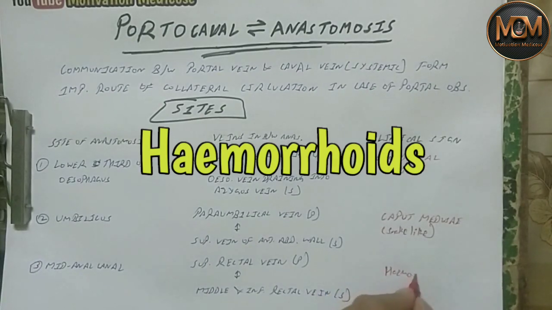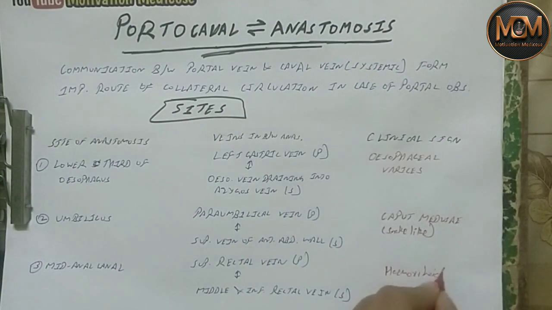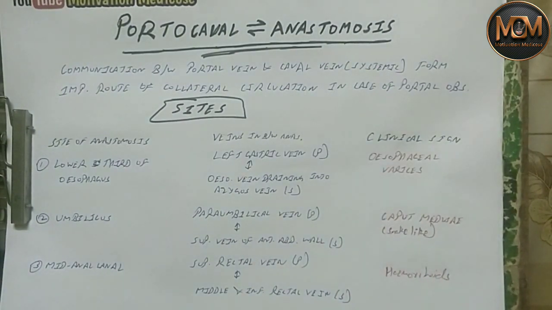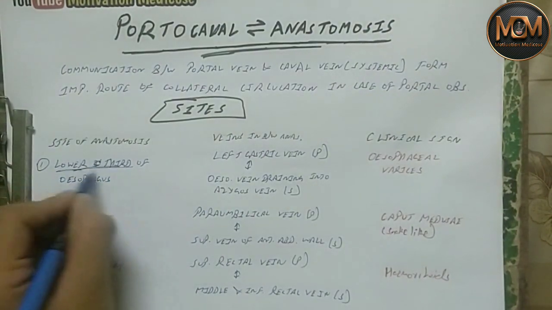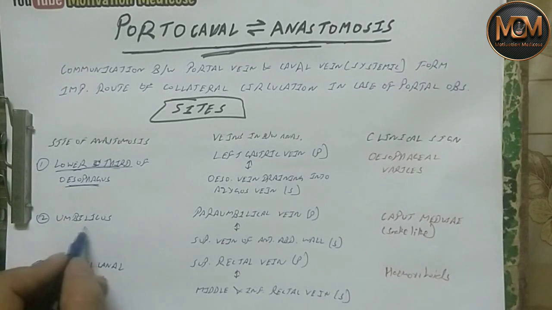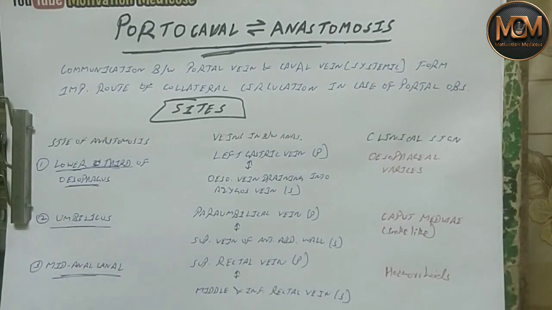In this case, due to portal obstruction, the channels result in the formation of hemorrhoids, that is piles, which may be responsible for repeated bleeding per anum. So these are the three main sites of portocaval anastomosis: the lower third of the esophagus, the umbilicus, and the mid-anal canal.